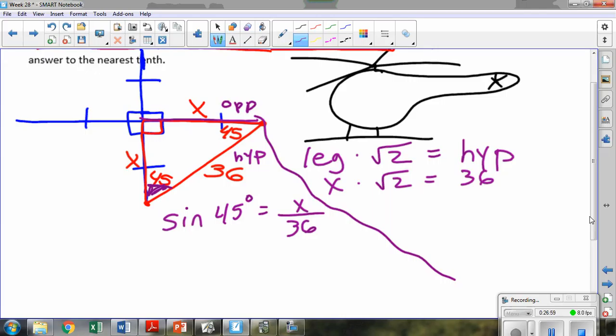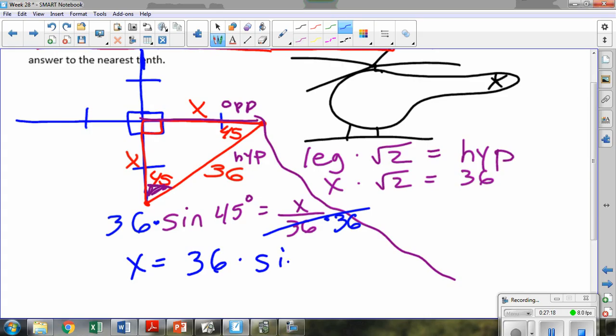So you tell me, which one do you want to finish? Using the sine or using the square root of 2? Sine. Using sine? Okay, so to solve that one, we just have to multiply by 36. And so we have x is equal to 36 multiplied by the sine of 45 degrees. Put that into our calculators, and what do you obtain?